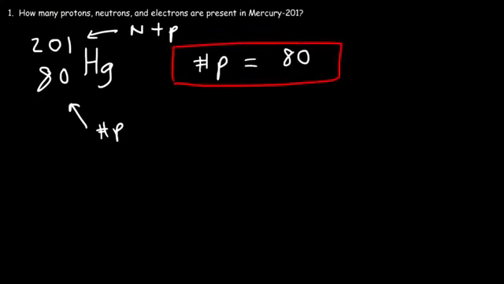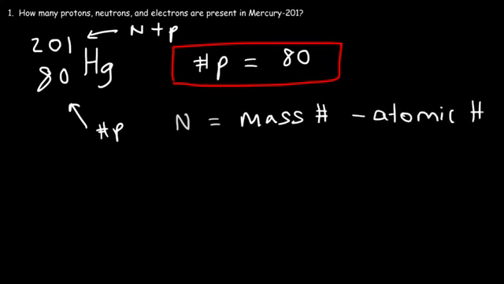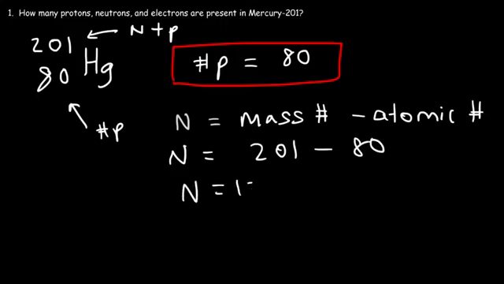Now, to calculate the number of neutrons, it's the difference between the mass number and the atomic number. So the mass number is 201. The atomic number is 80. So 201 minus 80, that's 121. And so that's how many neutrons are present in mercury. That is, of course, this particular isotope of mercury.